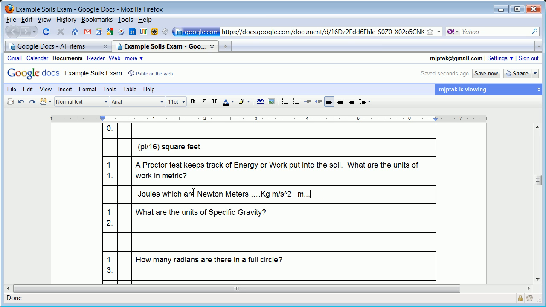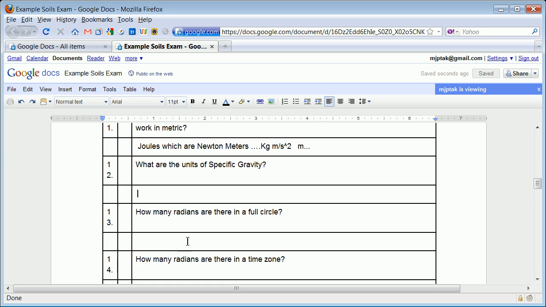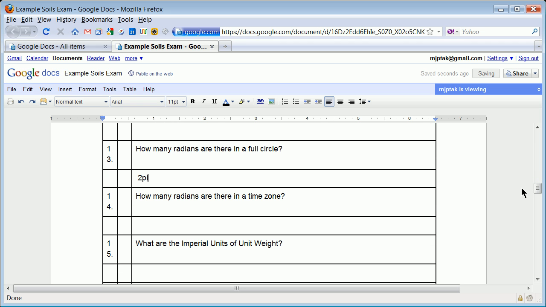So, what are the units of specific gravity? Unitless, just like radians, just like strain, which we haven't talked enough about, but we'll talk about next semester. How many radians are there in a full circle? 2 pi. In 2 circles, 4 pi. In half a circle, 1 pi. In a quarter circle, pi over 2. How many radians are there in a time zone? Yes, of course, pi over 12.